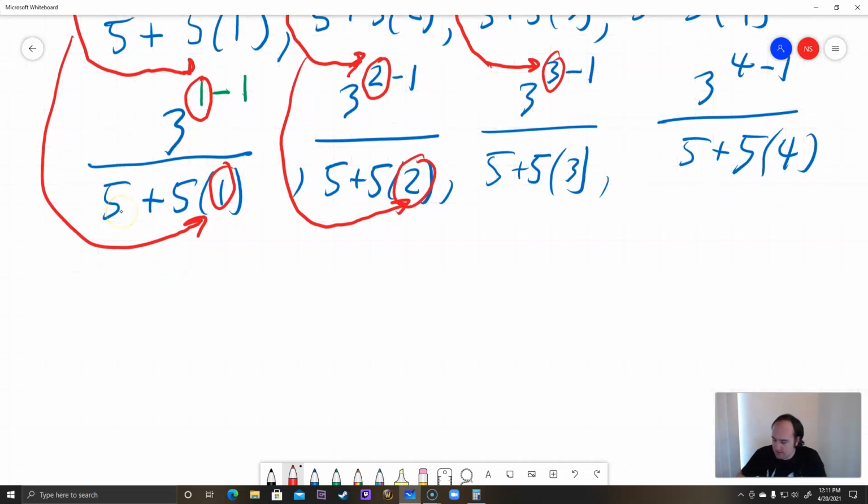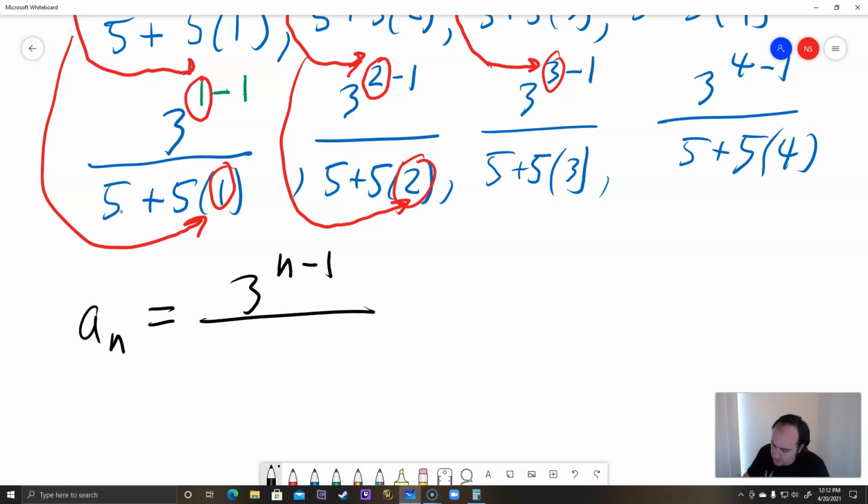Okay, so what we got here is our formula is actually going to be a sub n equals 3 to the n minus 1 over 5 plus 5n. All right, so that one was more complicated than the others, so I'm glad I did an example of it. It is quite similar to the one in your homework though, so hopefully you'll be good with that. The one in your homework is basically the same setup with different numbers.